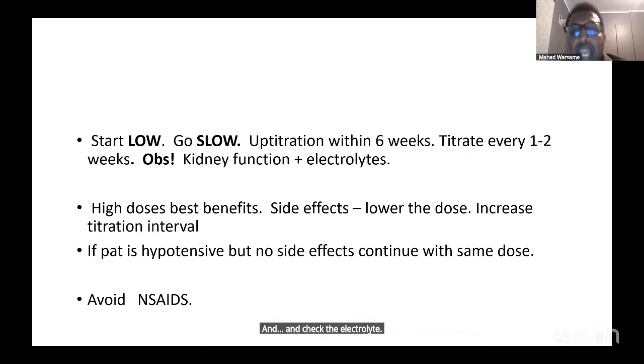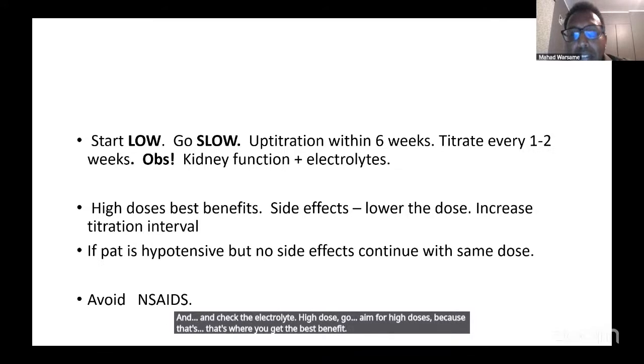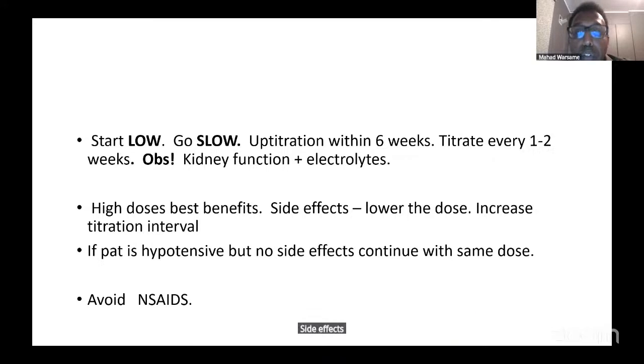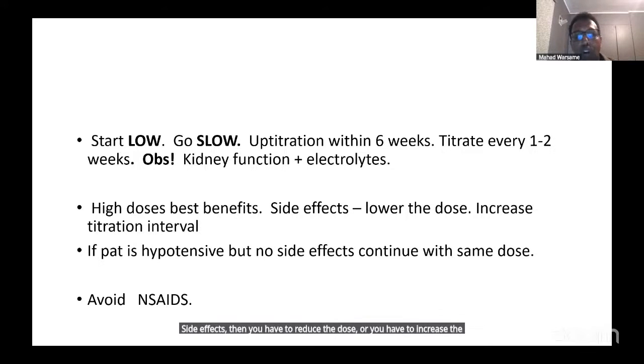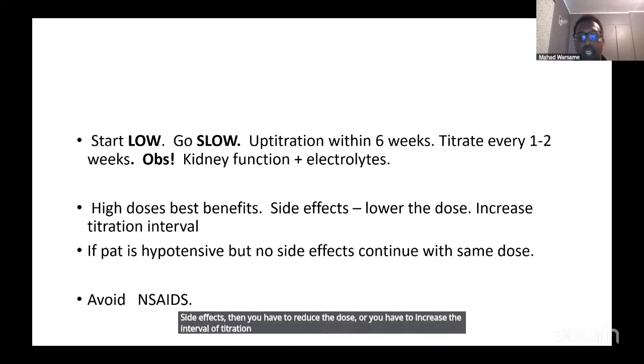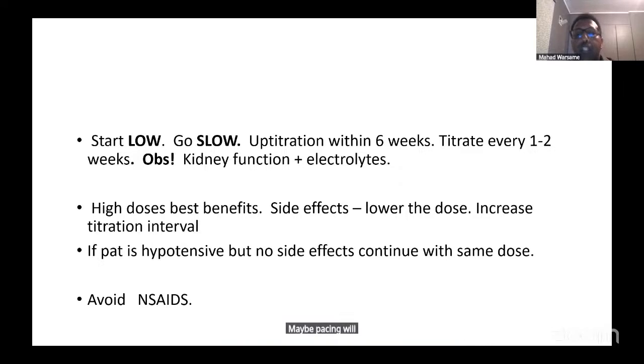Aim for high doses, because that will get the best benefit. If there are side effects, then you have to reduce the dose or increase the interval of titration. Instead of increasing the dose every week, try to increase it every 2 weeks. Maybe the patient will adapt better to the medication. And avoid NSAIDs in heart failure.